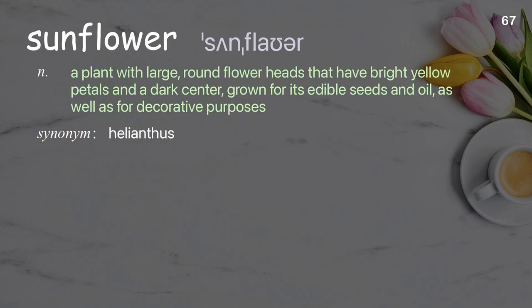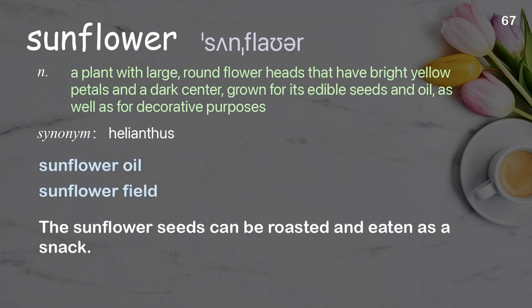Sunflower. A plant with large, round flower heads that have bright yellow petals and a dark center, grown for its edible seeds and oil, as well as for decorative purposes. Examples: sunflower oil. Sunflower field. The sunflower seeds can be roasted and eaten as a snack.